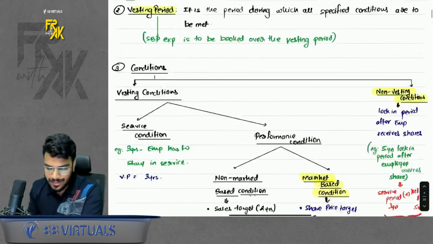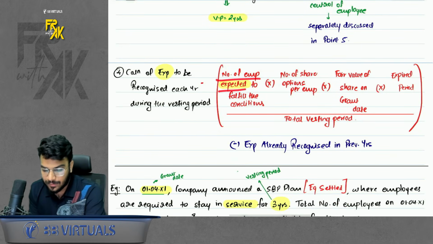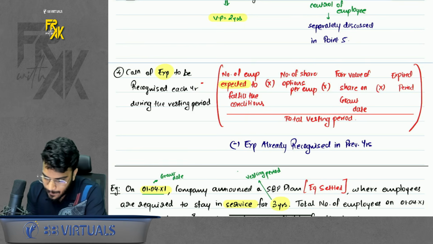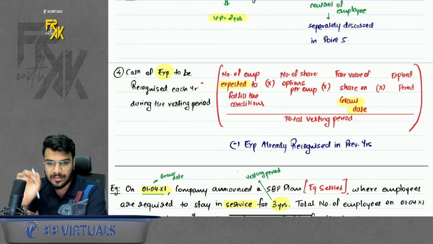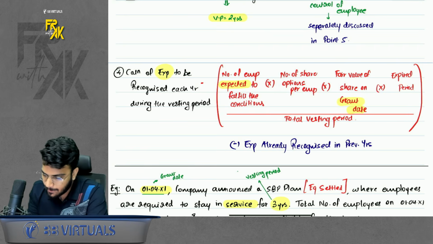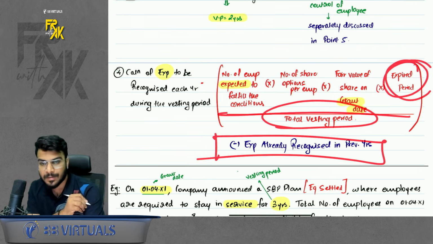Anyways, now in case of equity settled, how will you compute the expense? It is very simple. Number of employees that are expected to fulfill the condition, multiplied by the number of shares you offered per employee, multiplied by the fair value on grant date. In case of equity settled, we take the fair value on grant date, multiply by expired period, divide by total vesting period, minus expense already booked in previous years.